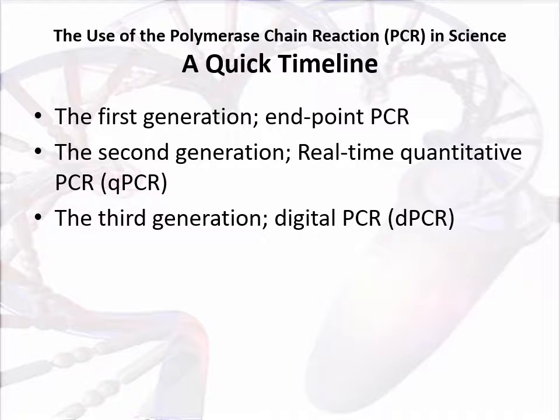The third generation of the polymerase chain reaction is digital polymerase chain reaction, or dPCR. dPCR is a nucleic acid quantitative technique with unparalleled sensitivity, where obtaining reliable qualitative results is possible from trace amounts of nucleic acid.